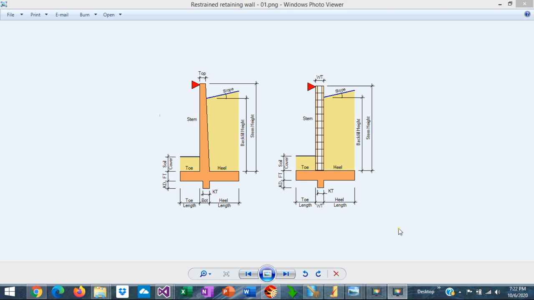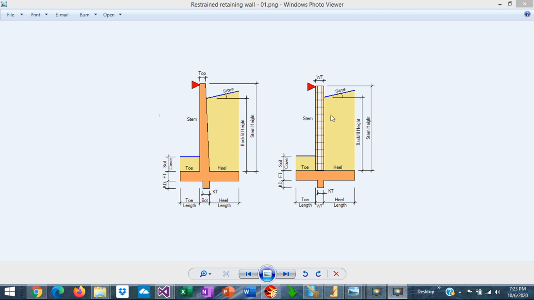Many retaining walls are cantilever type, but it's also common to find in practice retaining walls that are restrained at the top, laterally supported, such as in the case of a basement wall where the elevated slabs are supporting the retaining wall. But how do you design a retaining wall that is laterally supported at the top, or even if it's supported at several places?